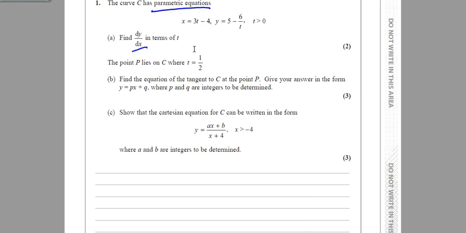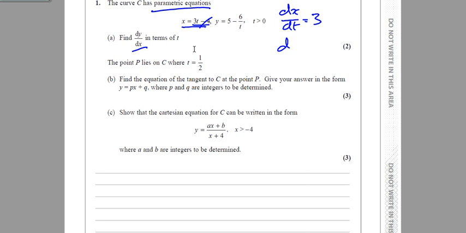And we've got to find dy by dx, which is finding the gradient. So the first thing we do is we're going to do dx by dt. So I'm going to differentiate both these things with respect to t. So if I differentiate 3t minus 4, 3t goes to 3, and the minus 4 just disappears.